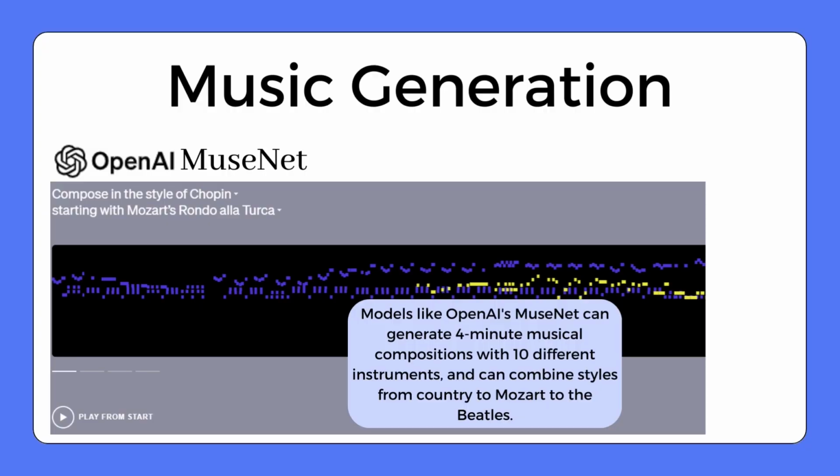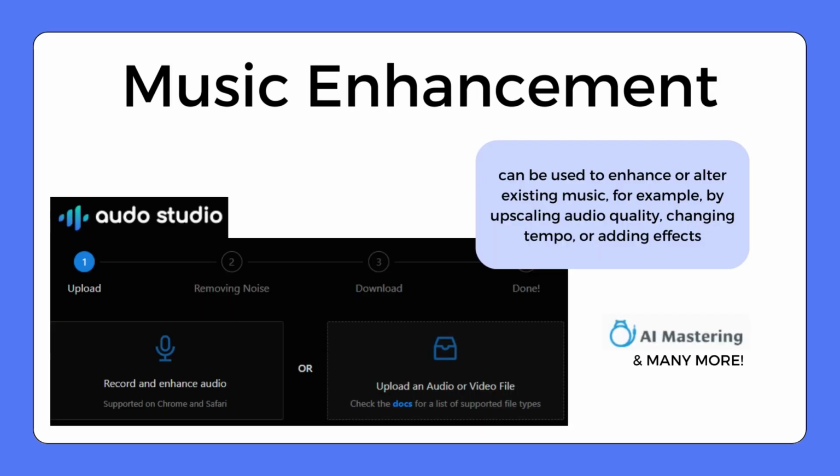We also have music generation. MuseNet by OpenAI is one example of music generation. Models like OpenAI's MuseNet can generate 4-minute musical compositions with 10 different instruments and can combine styles from country to Mozart to the Beatles. There's also music enhancement.